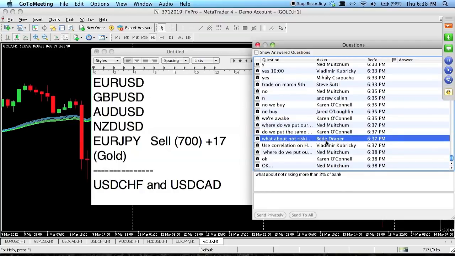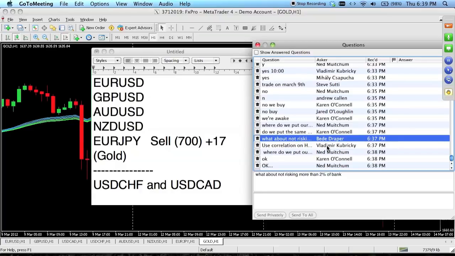Bede, what about not risking more than 2% of the bank? That's still the case. Do not risk more than 2%. That is what is taught to us in the books. You guys can follow that, but not many people follow the 2%. Okay, I'm not saying that I don't follow it. I do follow it, but not many people follow it because of the mentality.